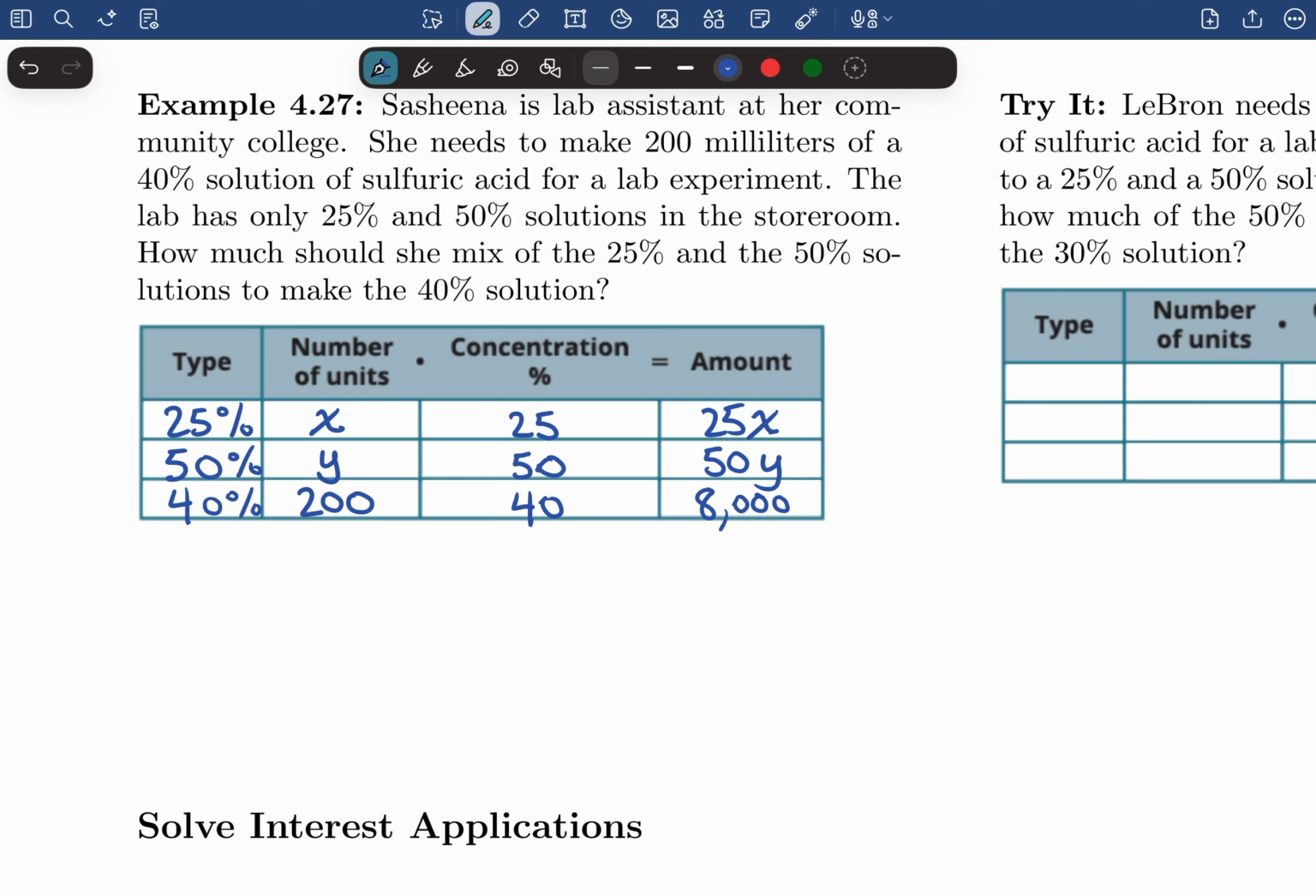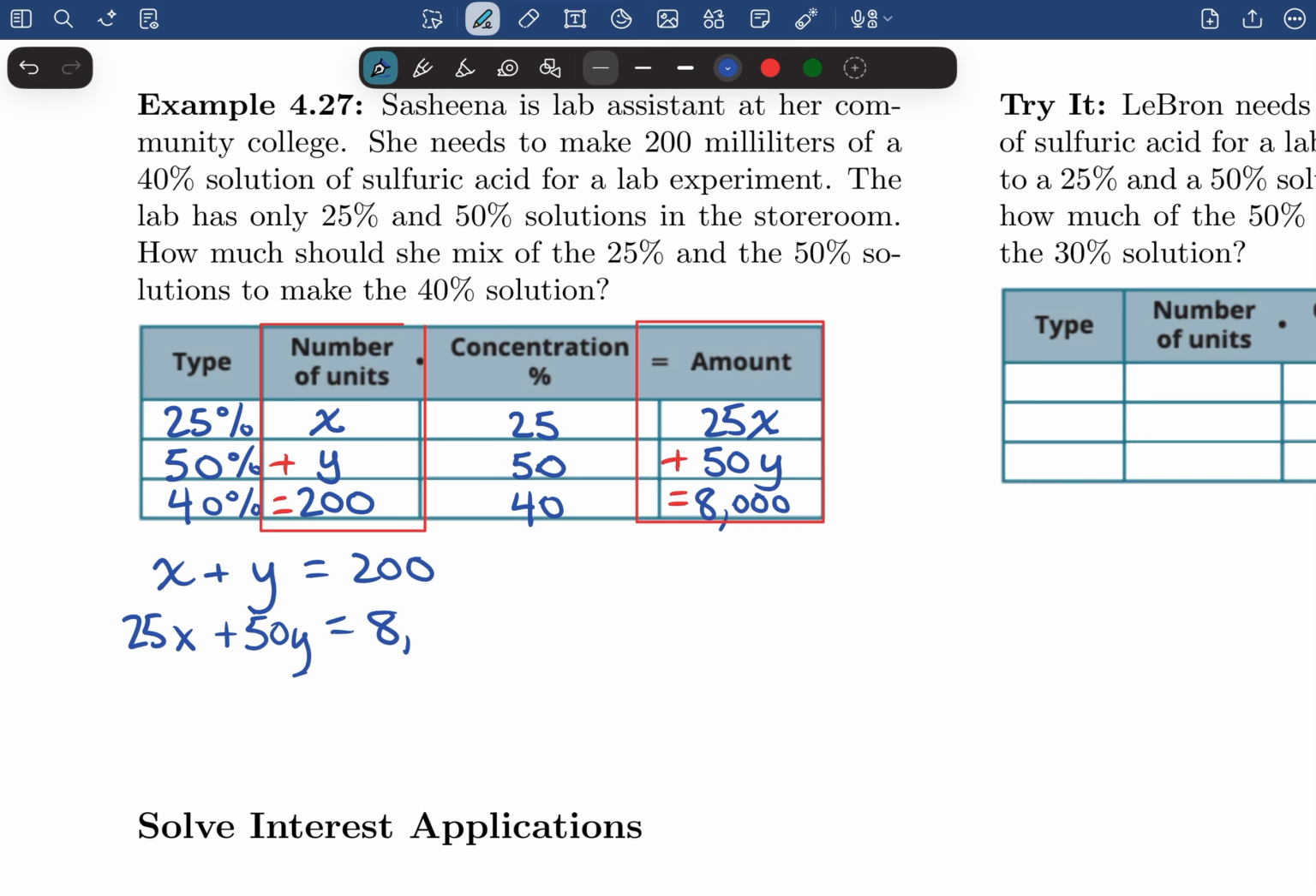And I can take these columns, right? These columns that are filled out, and I can create equations with them. Like this column here at the end, I could add the pieces and set equal. And this column as well, right? The number of units column, I can add those pieces together and set them equal. So that gives me my system of equations. Nice and easy. X plus y equals 200, and 25x plus 50y equals 8,000. There's my system.